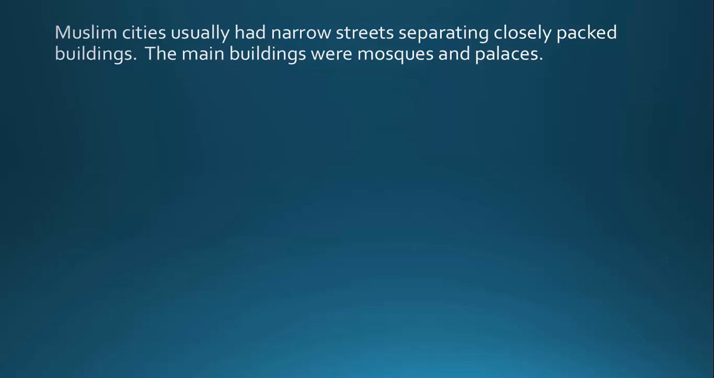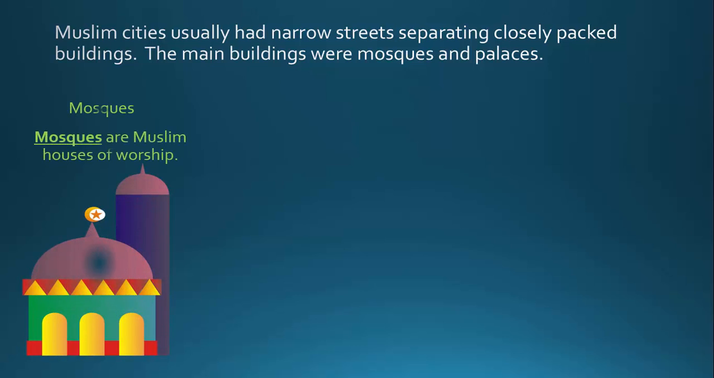Muslim cities usually had narrow streets separating closely packed buildings. The main buildings were mosques and palaces. Mosques are Muslim houses of worship.